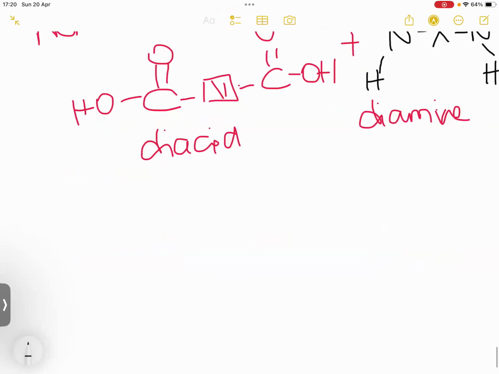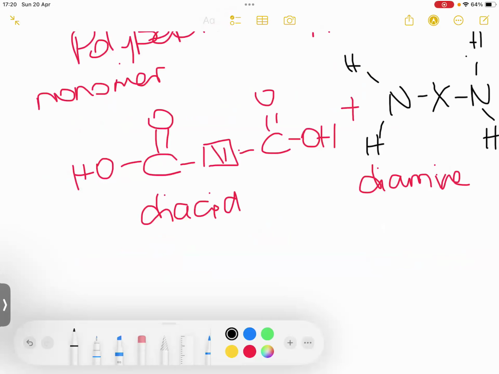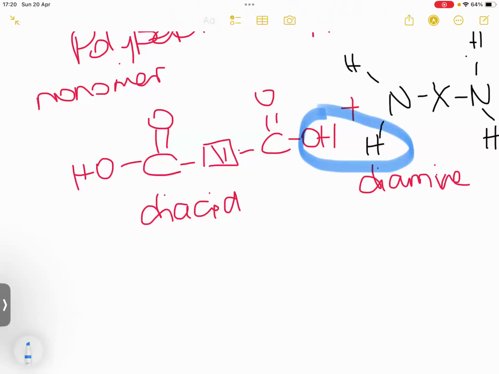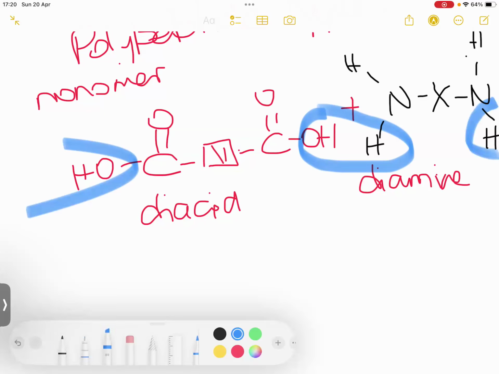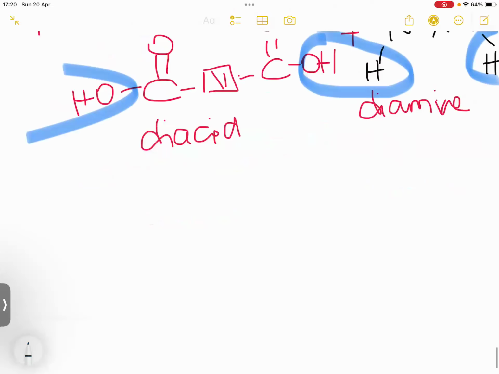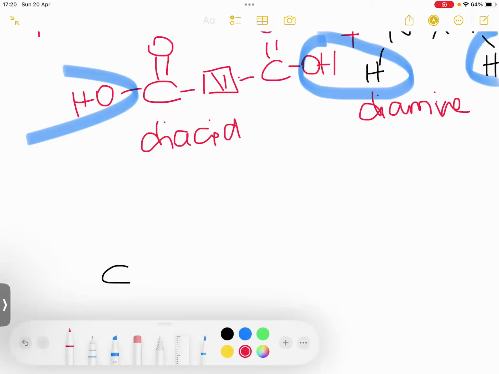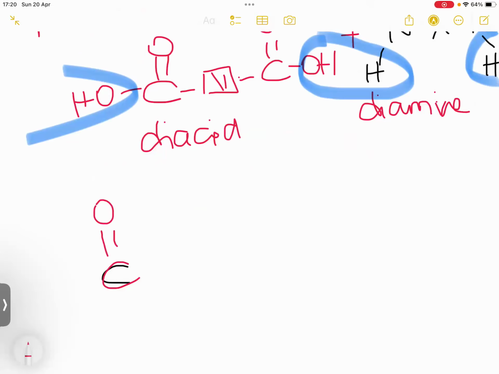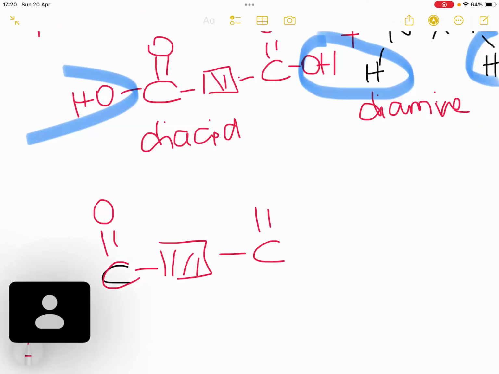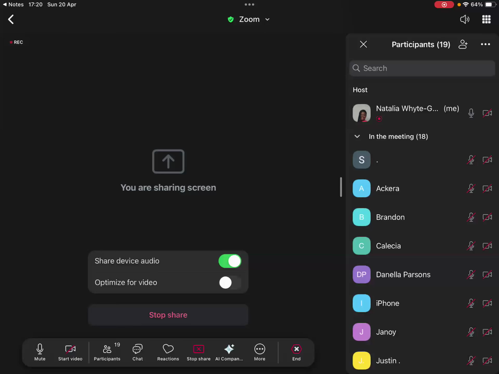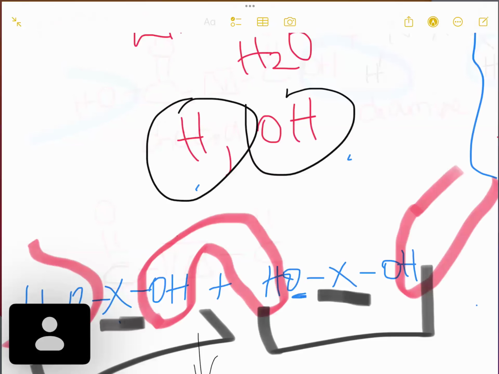So to form my amide, I'm going to remove OH from my acid, H from my amine. If another monomer was here, I'd remove the OH from here. If another monomer was here, I'd remove the H there. So this is the partial structure of nylon, where I have C double bond O, OH, C double bond O.